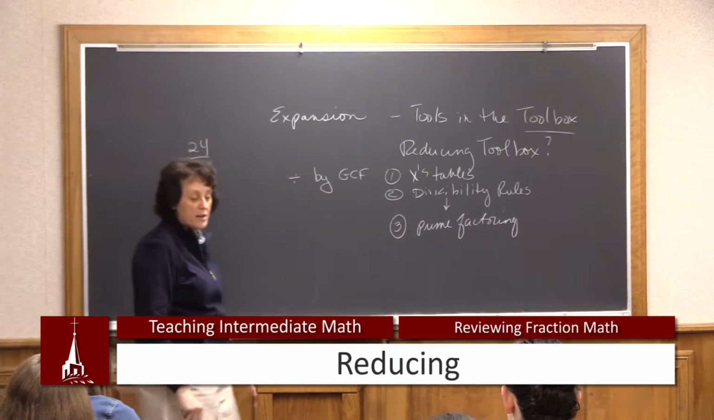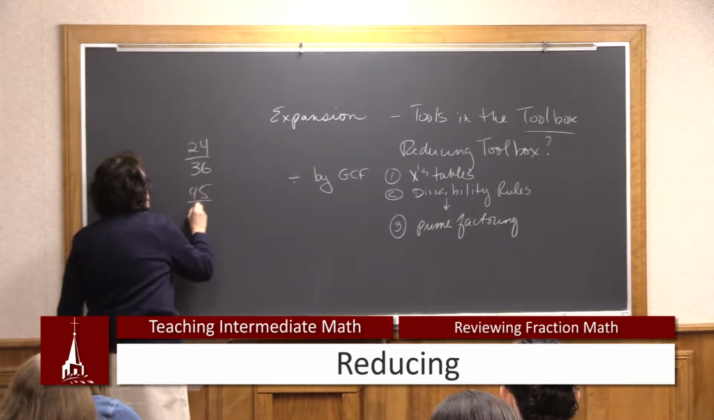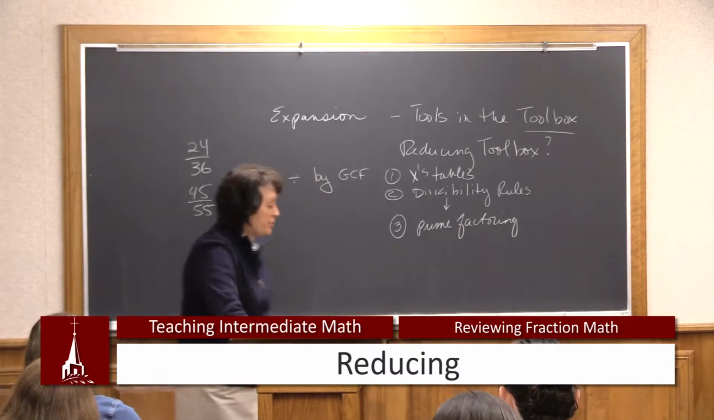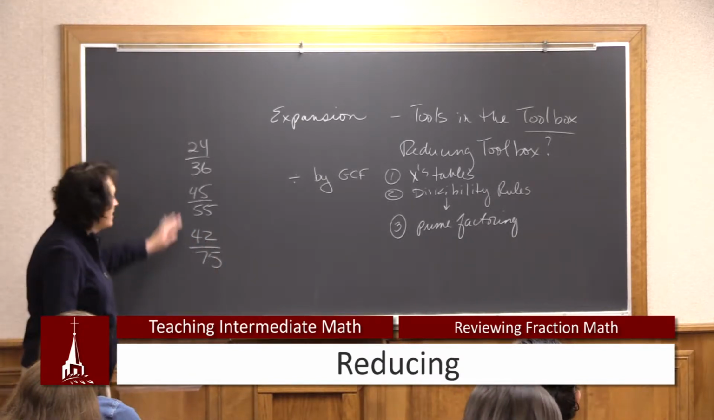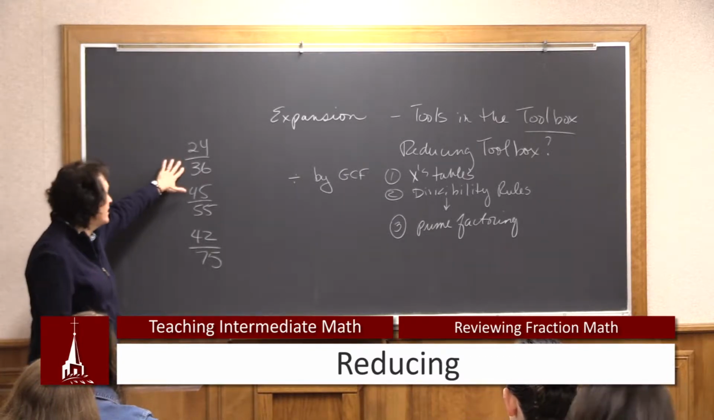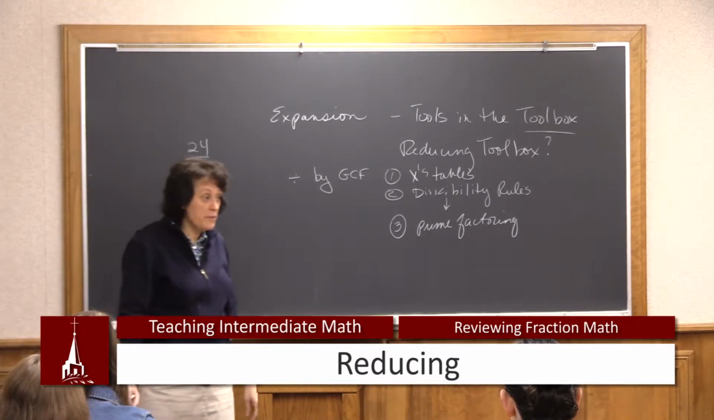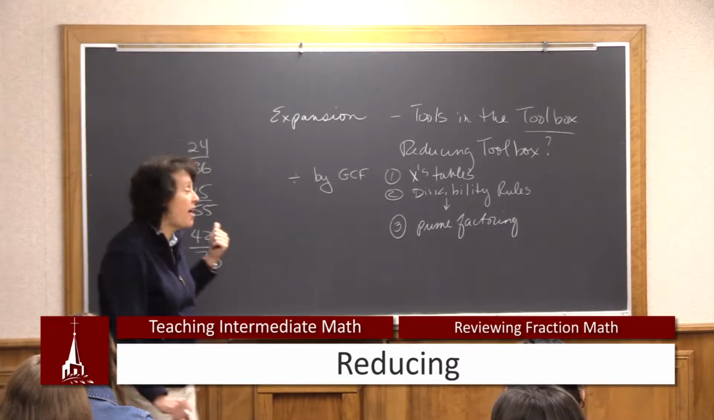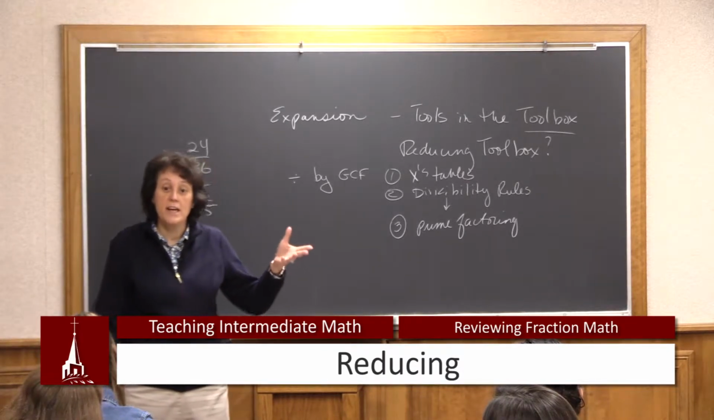24/36 is one that we brought up last time. Here's another one, 45/55. And 42/75. This one is a good illustration of the times tables are good enough. If you know your 12s, you're going to recognize that immediately. And actually, your 5th graders ought to know their 12s. And if they don't, you need to work on it in drill. They ought to know their 12s well enough to instantly recognize 2 times 12 and 3 times 12.